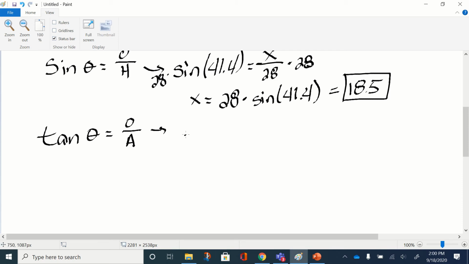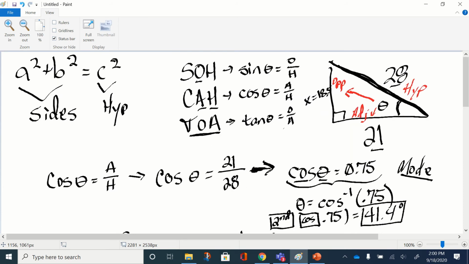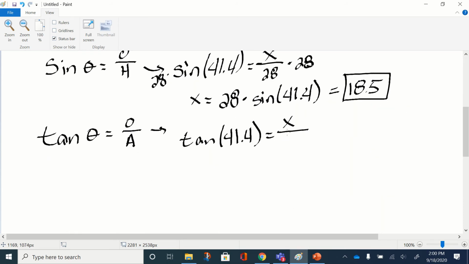When I fill everything in that I've got, this is going to be tangent of, my angle is still 41.4. The opposite side is what I was solving for. It should be 18.5. We're going to confirm that. The adjacent side was 21. That was the side that was next to our angle.